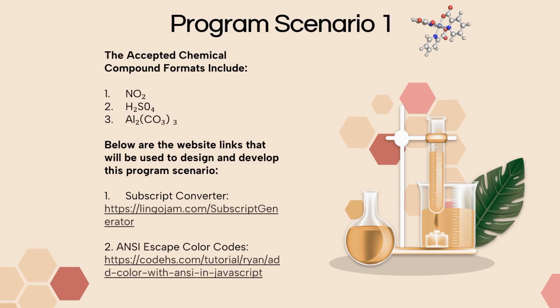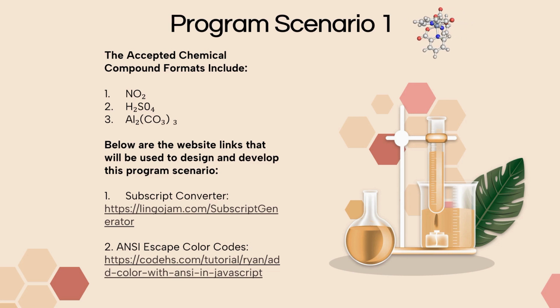Here are the accepted chemical compound formats that our program would be able to use to find the molecular weights for. The first one is a chemical compound written as NO2, or something that would be written as H2SO4, or the third format, which would be like Al2(CO3)3, where you see the CO3 in a parenthesis. So these formats are the ones that our system would accept to be able to find the molecular weights for.